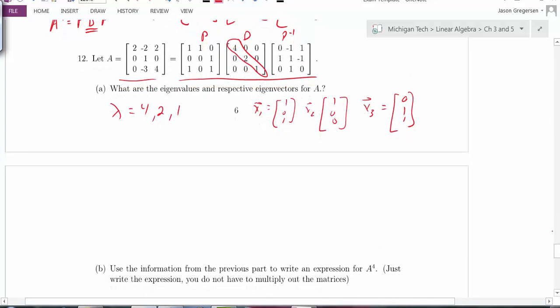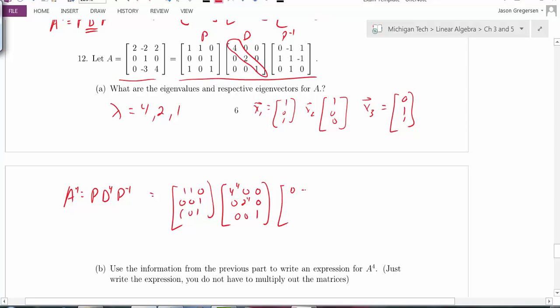And now part B here says use the information from the previous part to write an expression for A to the fourth. So once again, we're just realizing that A to the fourth should just be our matrix P times D to the fourth times P inverse. But because D is diagonal, D to the fourth is really just those diagonal elements raised to the fourth power. Once again, that's not true in general, but that is true for a diagonal matrix. So this would really just be the representation for A to the fourth.